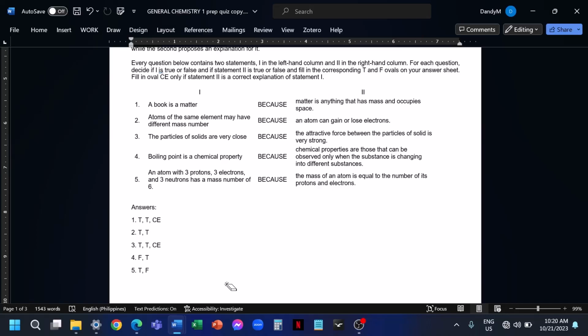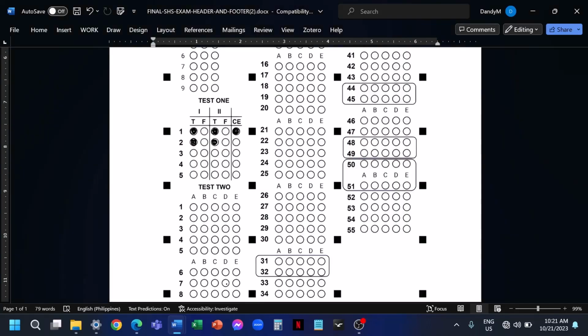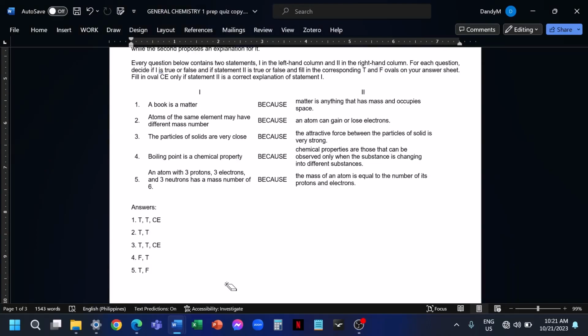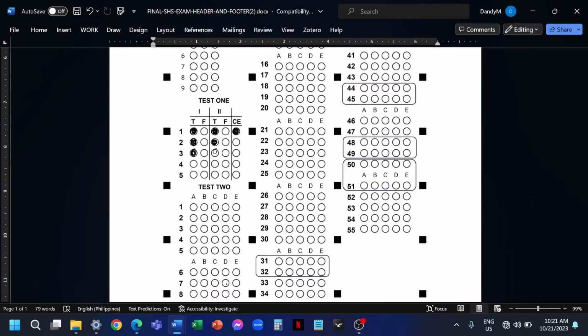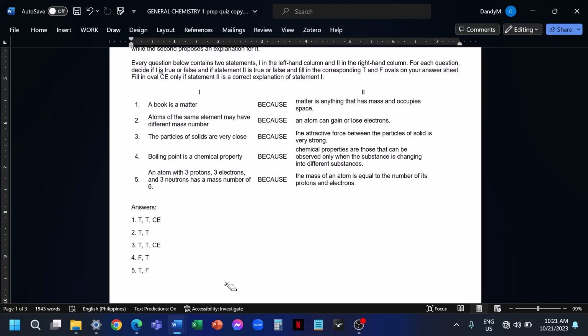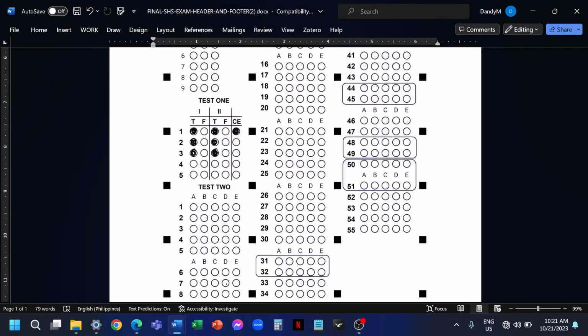Item number 3, the particles of solids are very close. This one is also true. Then for the next one, the attractive force between the particles of solids is very strong. This one is also true. Now, is statement 2 a correct explanation of statement 1? So this one is a correct explanation. Again, the particles of solids are very close because the attractive force holding these particles together is very strong. So this one is a correct explanation of statement 1.